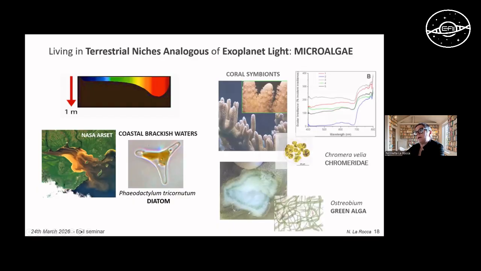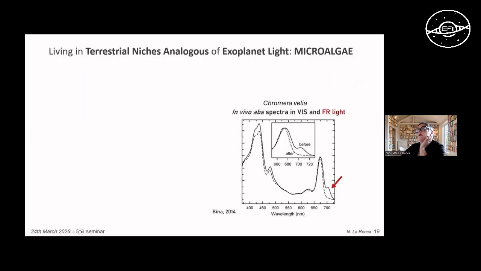And we also have some examples of algae that live in symbiosis with corals and perceive a light spectrum really similar to the M-dwarf one. Chromera velia is one of the most studied microalgae that can live inside coral tissue. Also, in the case of microalgae, when they have just infrared light available, we can observe the appearance of a shoulder of absorption above 700 nanometers.